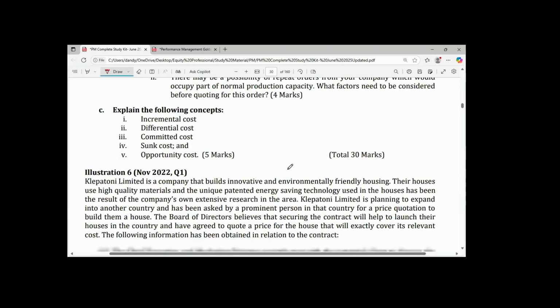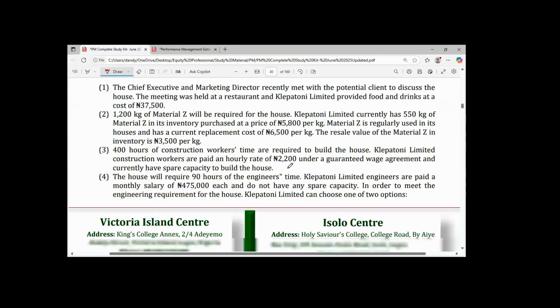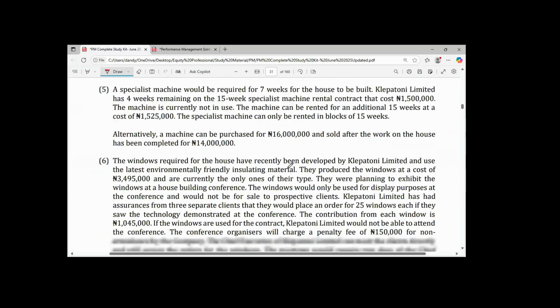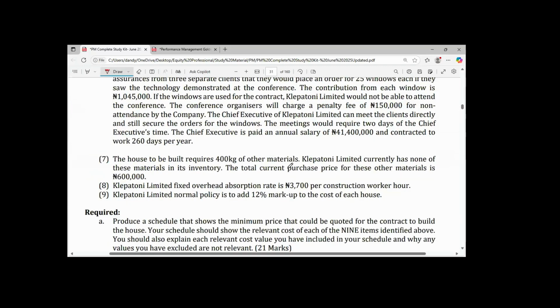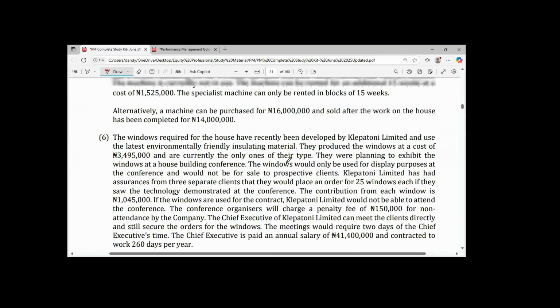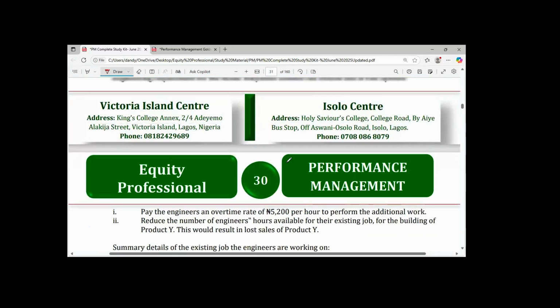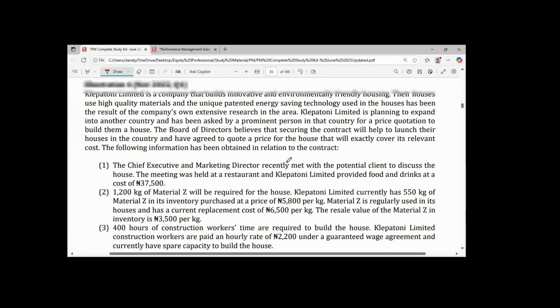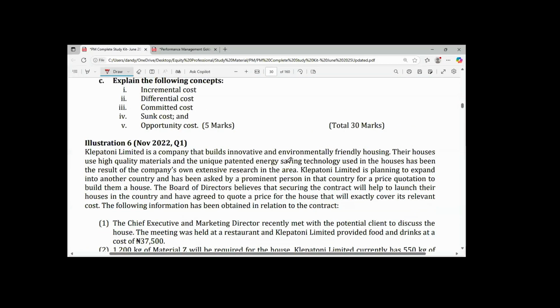Like I said in our last class, relevant costing is very frequently tested in the ICAN exam. So let's start with illustration number 6.